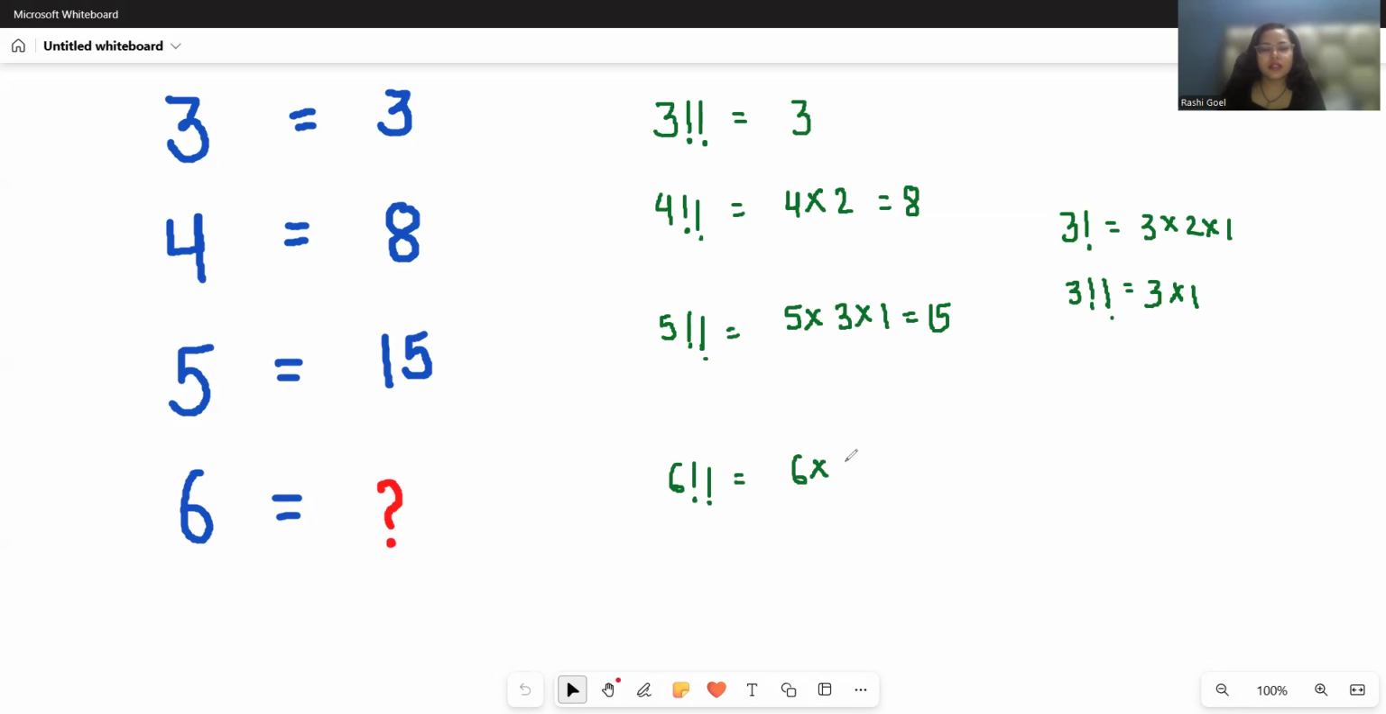6 times, skip 5, 4, then 3, skip 2, which is equal to 6 times 4 is 24, times 2, 48. So what replaces the question mark? 48.